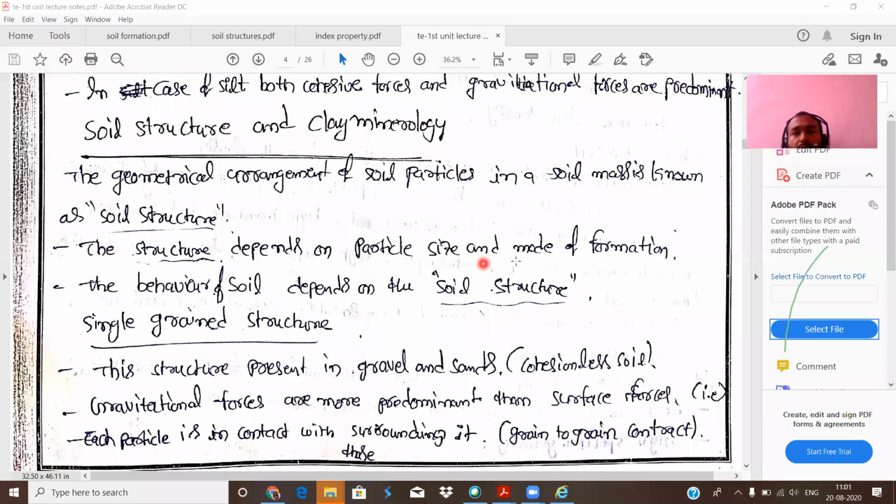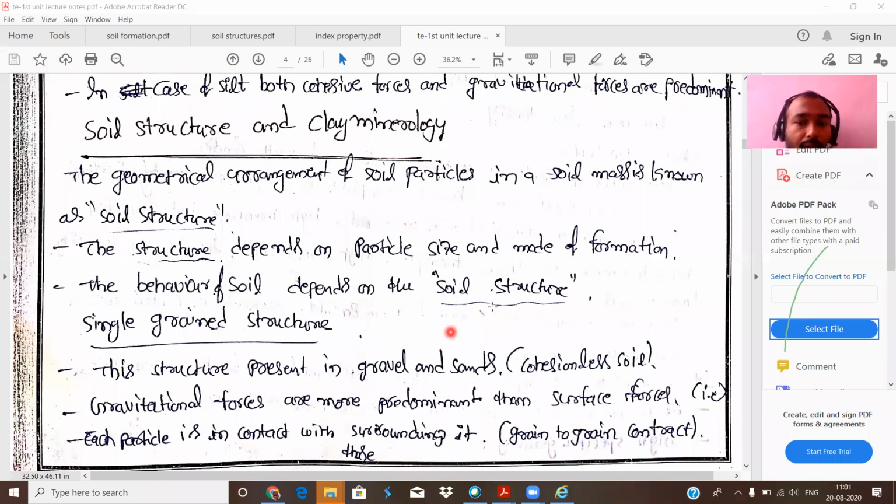Some soils are formed by transportation by water. Some soils are transported by rivers. Some soils are transported by glaciers. Due to this constitution, we have soils with different types of structures. The behavior of soil depends upon the soil structure. Based on the soil structure, different soils have different types of structures.